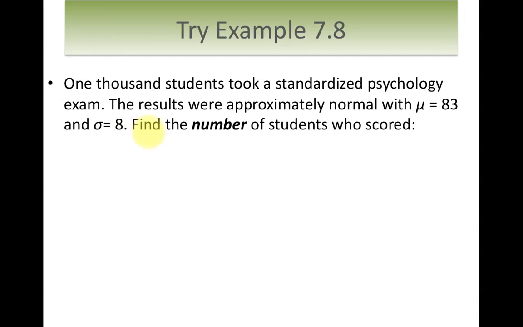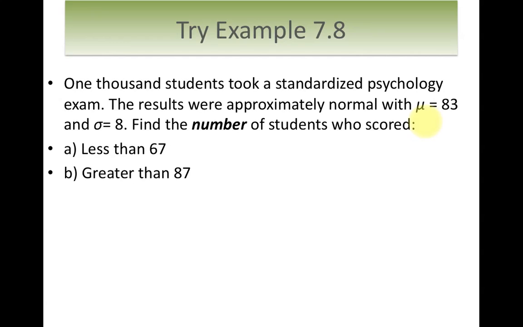It asks you to find the number of students who scored less than 67 and greater than 87. Those are 2 parts: part A, less than 67, and part B, greater than 87. So you're not finding the proportion of students, which basically converts to a percent when you multiply by 100. You're being asked for the number of students.